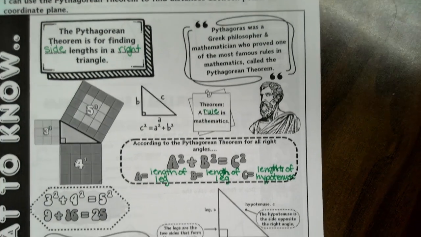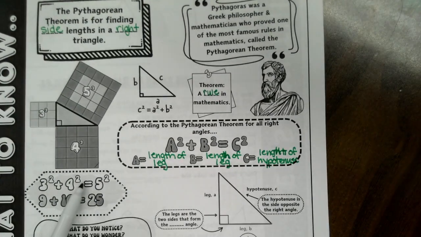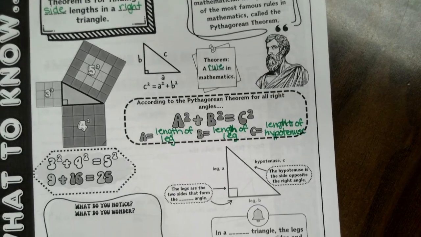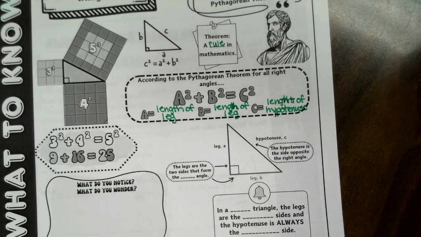Okay, so you see that here too. 3 squared plus 4 squared equals 5 squared. So 9 plus 16 equals 25. So let's look down here a little bit further. So here's a little bit more.